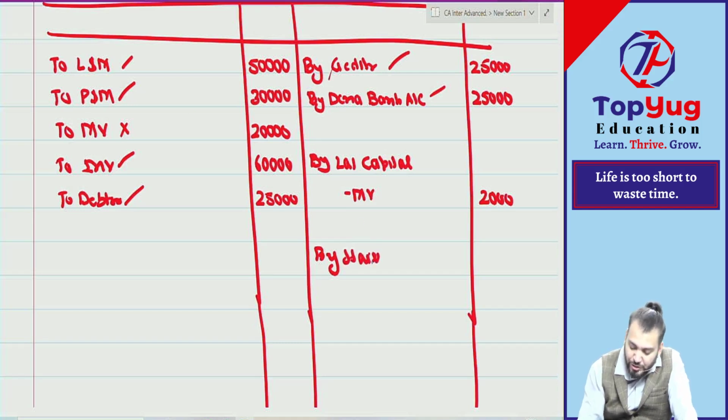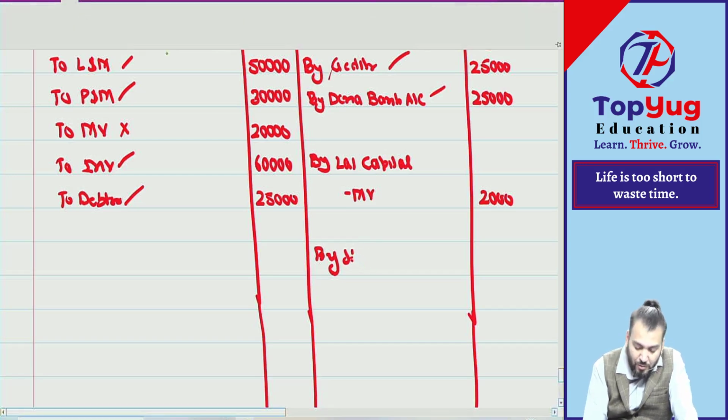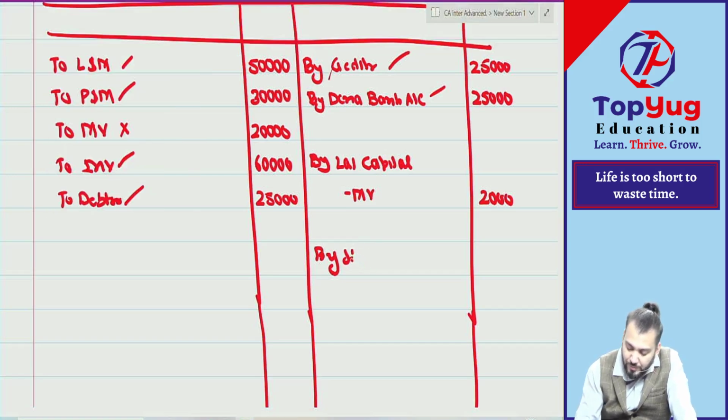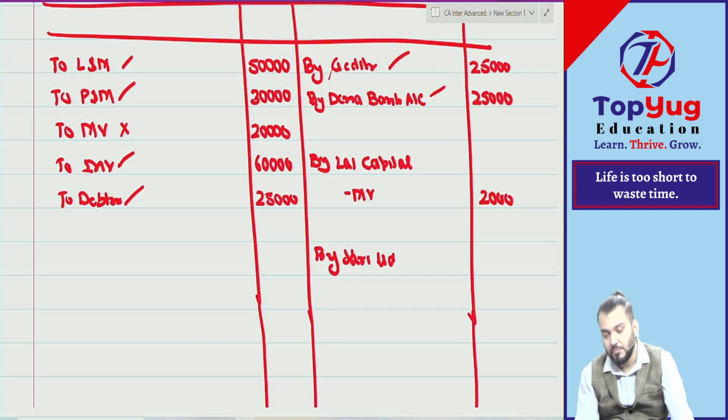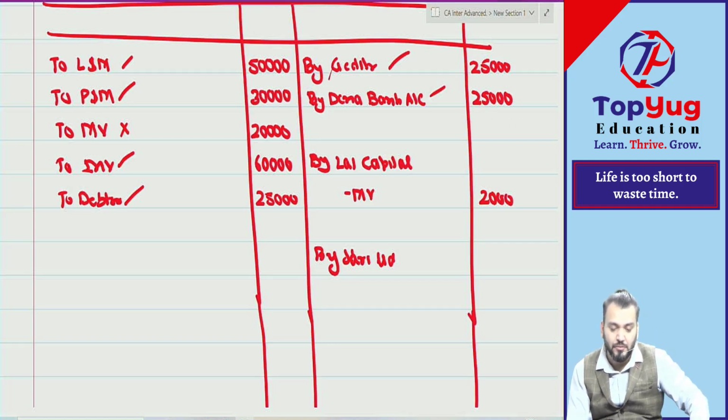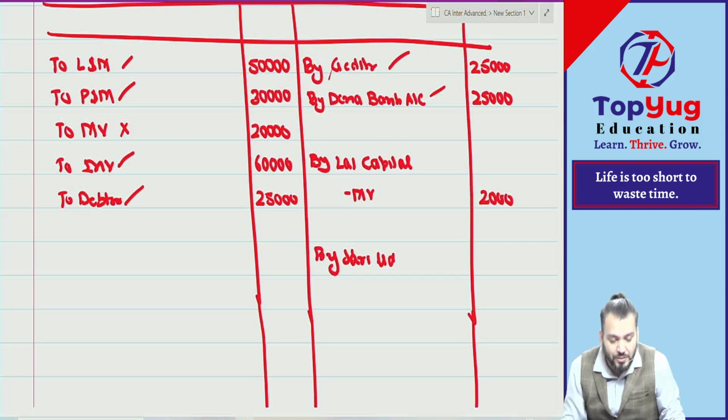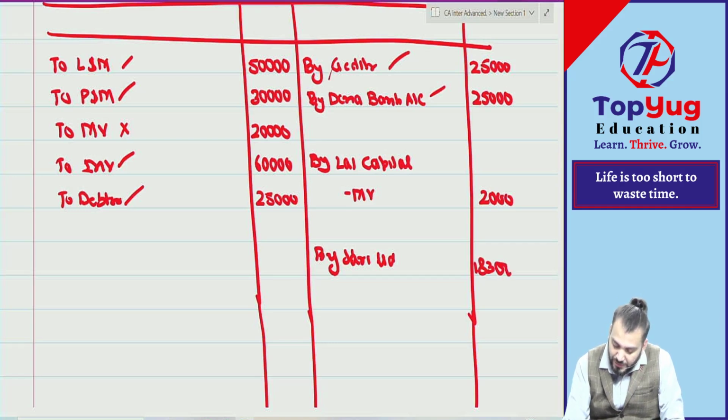Have you calculated purchase consideration? Can I say it will be assets minus liabilities plus goodwill? So you can easily calculate: it is 96 plus 28 plus 15 plus 60 plus debtor 24 minus 25 plus 10 plus Dena Bank. Dena Bank is negative, minus 25. How much purchase consideration is coming? 1,83,000. Is it correct? 1,83,000 purchase consideration. Have you understood this?